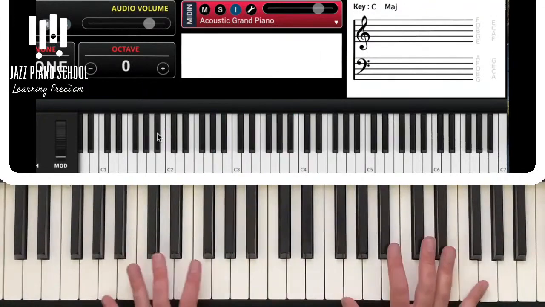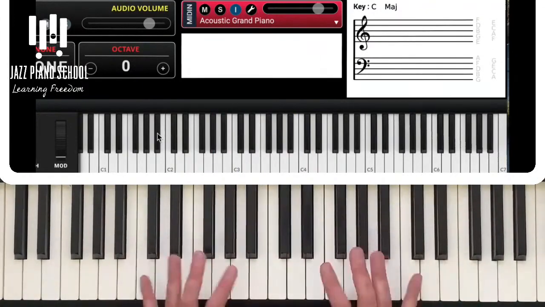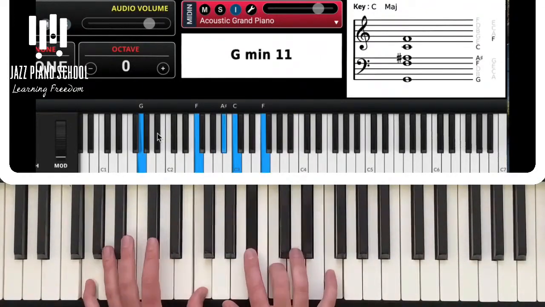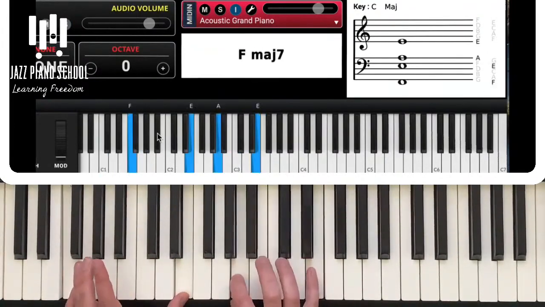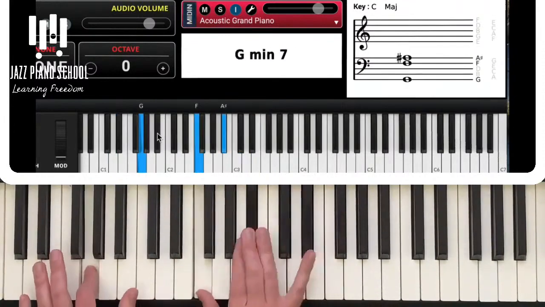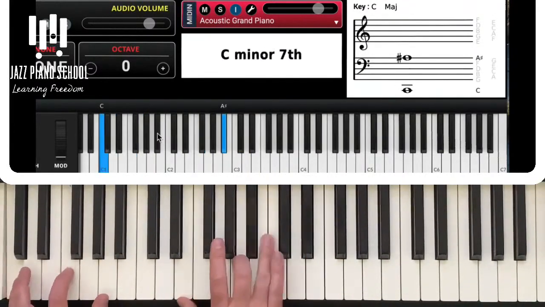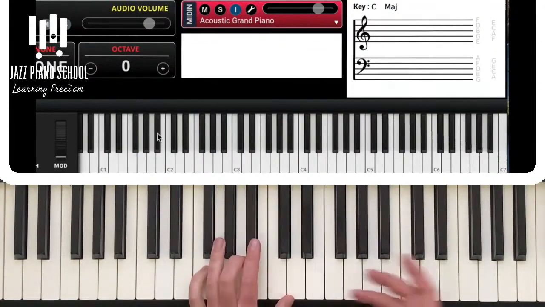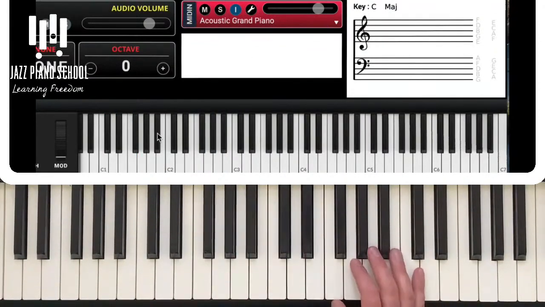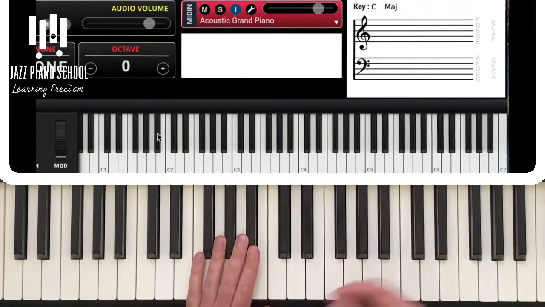There was a lot of extensions in what I just comped, and all I was playing was a 2-5-1-6. I was playing G minor 7 to C7 to F major 7 to D7, back to G minor 7, C7, F major 7, 2-5-1-6. But the way I was comping was through the use of upper structure triads. So every chord I played was an upper structure triad.